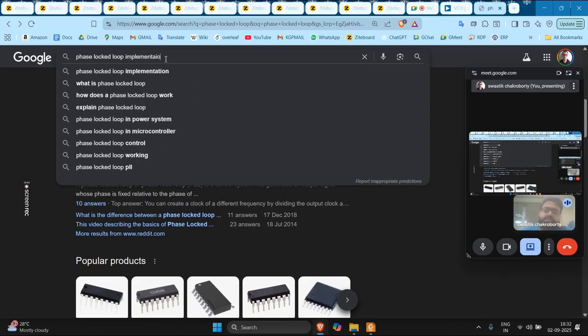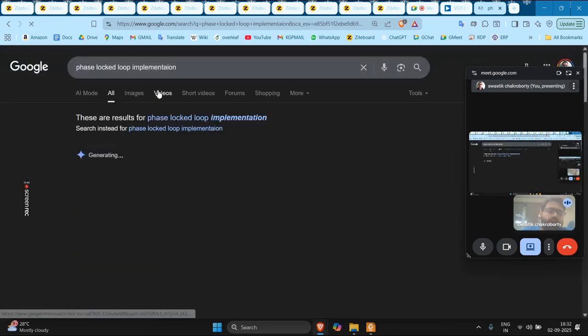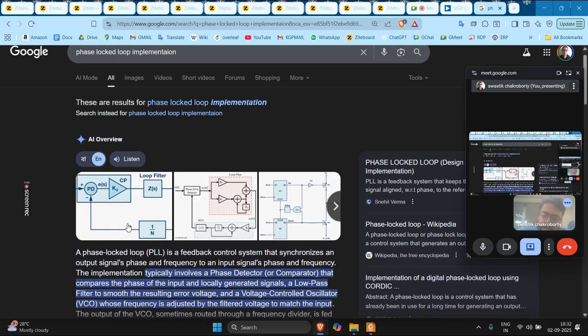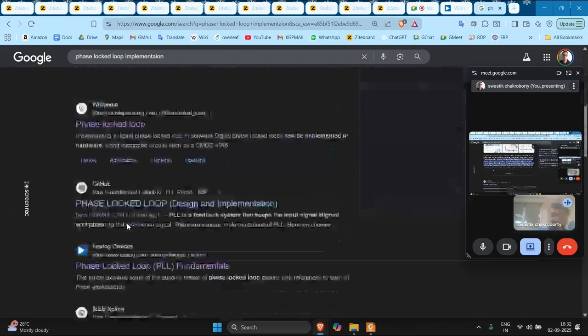So what is this used for? This is used for creating a frequency that is nearly equal to the frequency of a reference or standard signal. So if you want to create a particular frequency for a particular signal, you can have a reference signal, and from that reference signal you can create that particular frequency.